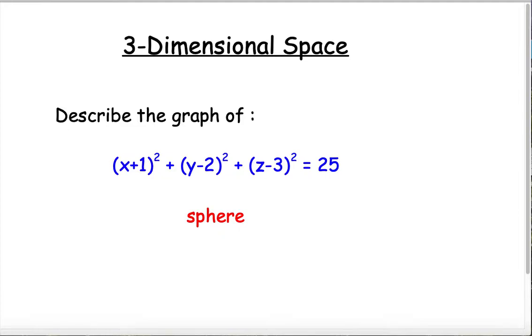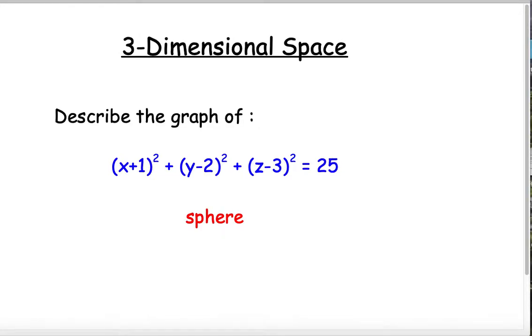And if I ask you what's the center of the sphere, I think that would be pretty easy to figure out. You just take the opposite sign of the values, the constants that are inside the parentheses. So that'll be -1 in the x direction, +2 in the y direction, and +3 in the z direction. So that's your center. And then what's the radius? Well, the radius squared is 25, so the square root of 25, the positive root, is 5. So it's a sphere centered at (-1, 2, 3) with a radius of 5.